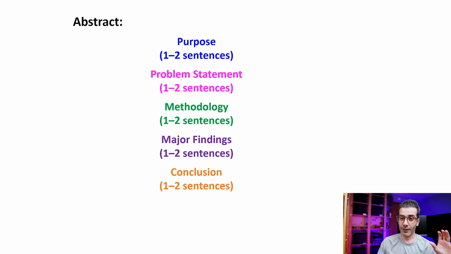Here I have broken down the abstract into 5 parts. Each part is 1 to 2 sentences, so you are going to have 5 to 10 sentences in total, and you are going to start with the purpose, then problem statement, then methodology, then major findings, and lastly the conclusion. So let's dive into this.